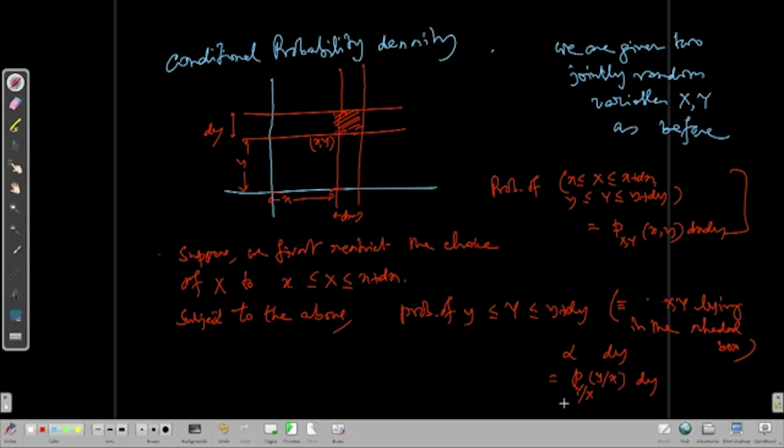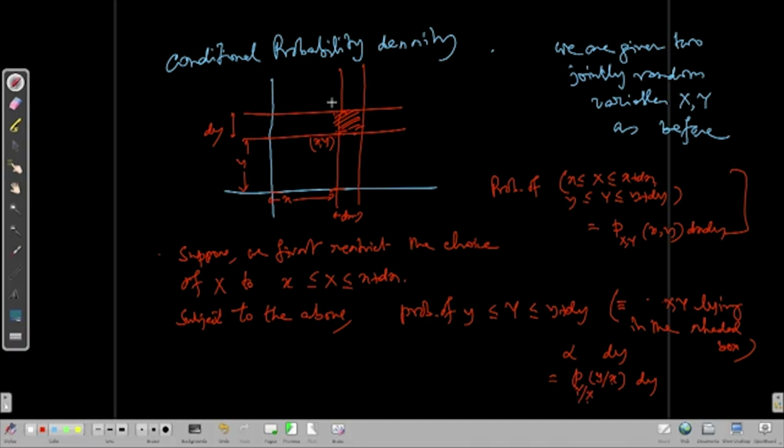It means capital X is constrained to take value from small x to x plus dx, subject to that capital Y taking value from y to y plus dy. Okay, that is the meaning of this. This is that proportionality constant, that times the width.